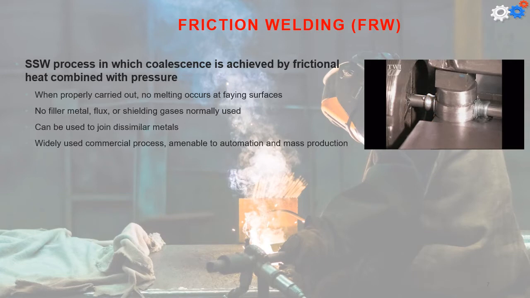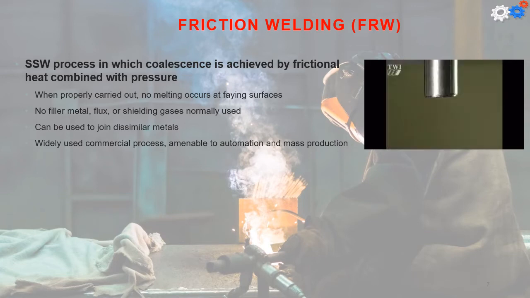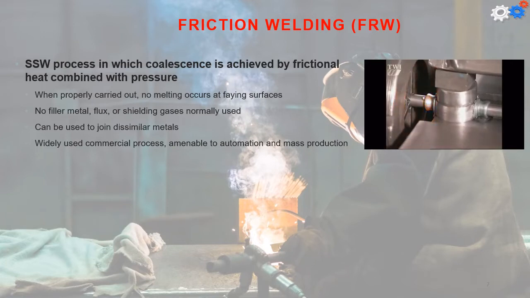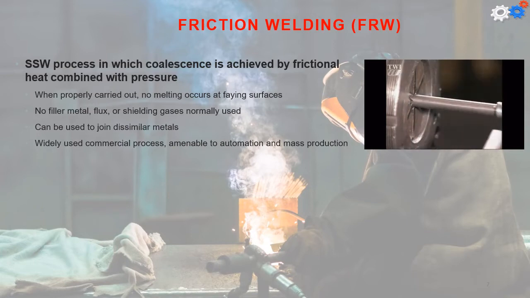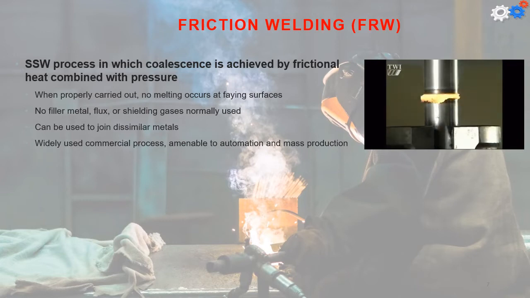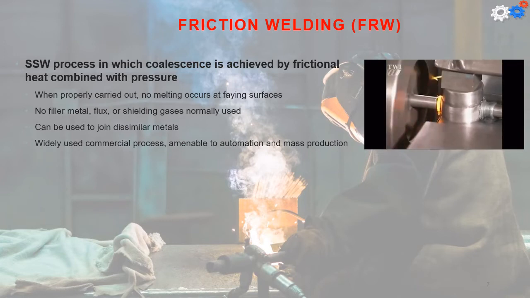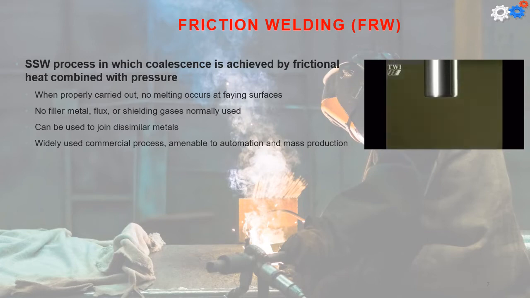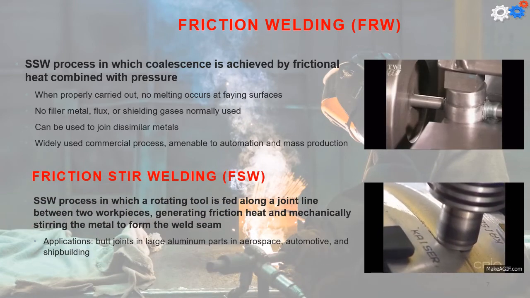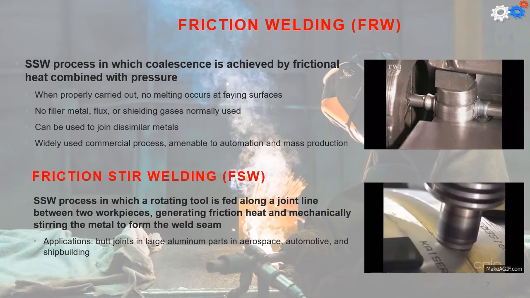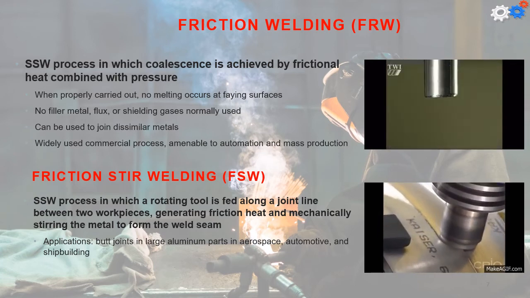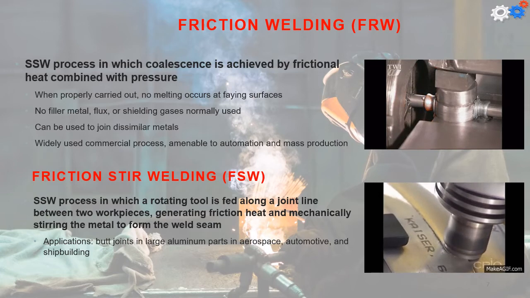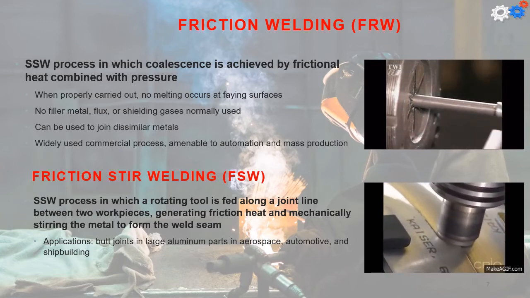Friction welding is a process in which coalescence is achieved by frictional heat combined with pressure. When this process is properly carried out, no melting occurs at the faying surfaces. No filler metal, flux, or shielding gas is normally used. It can be used to join dissimilar metals. It is a widely used commercial process, amenable to automation and mass production. Friction stir welding is a solid-state welding process in which a rotating tool is fed along the joint line between two workpieces, generating frictional heat and mechanically stirring the metal to form the weld seam.